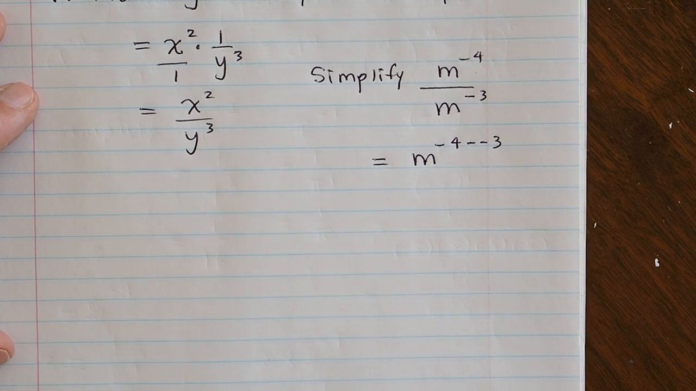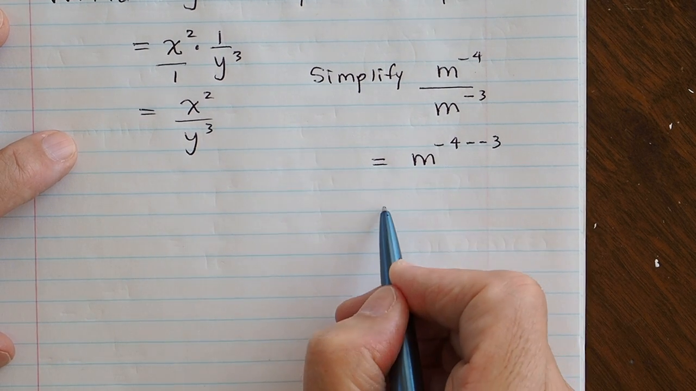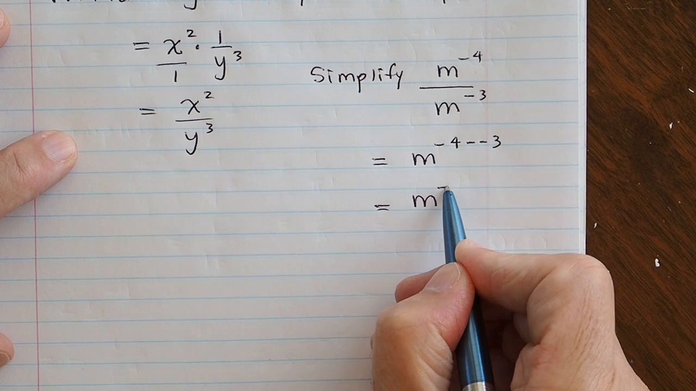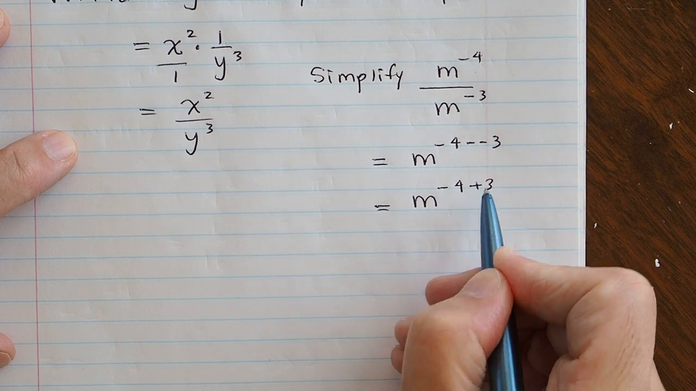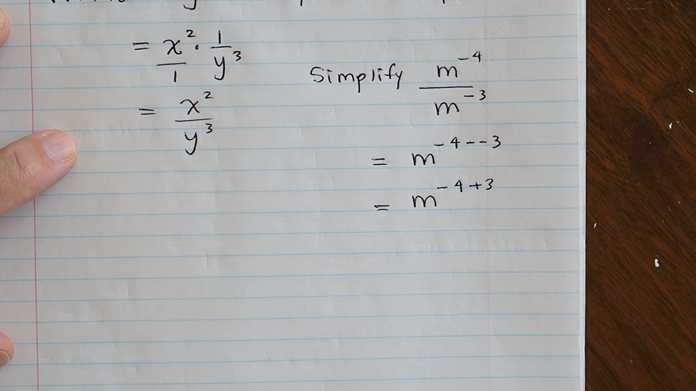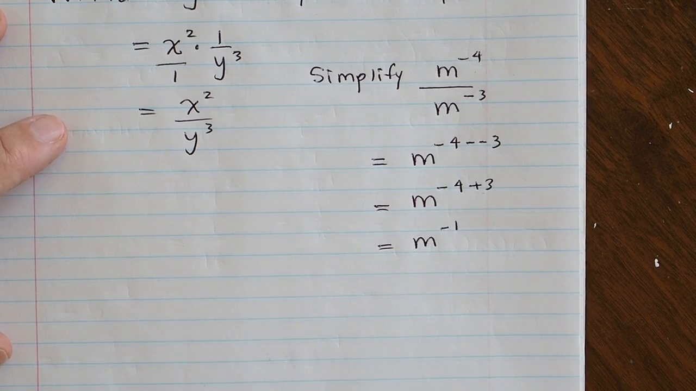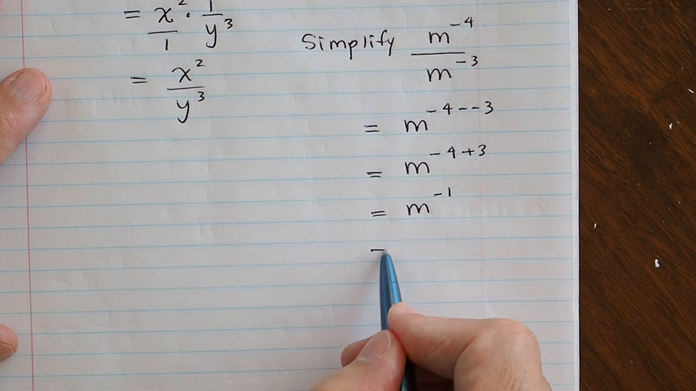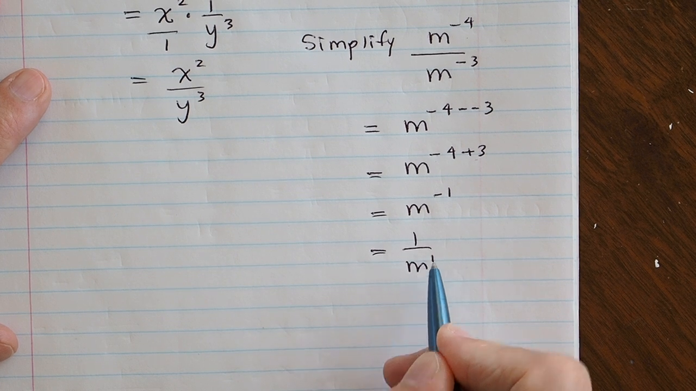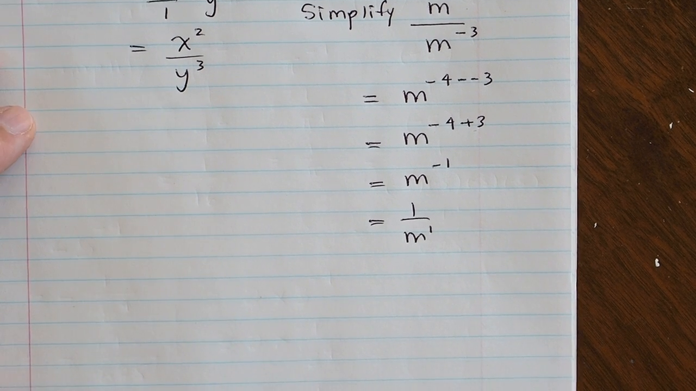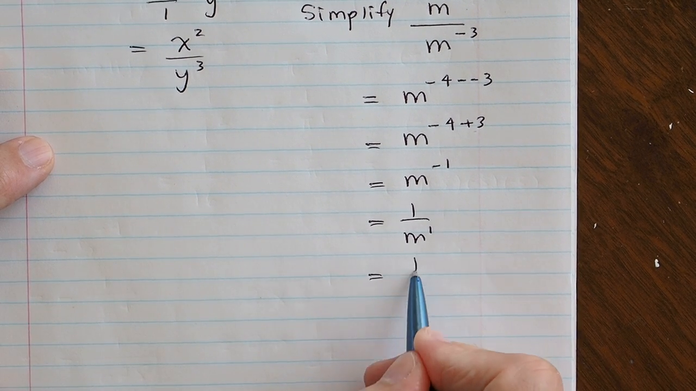That's a double negative, so I should change that to a positive. M to the negative 4 plus 3. Adding those numbers up, I get m to the negative 1. And that's going to be just simply 1 over m to the 1. Nobody uses 1 as an exponent. They would write it as 1 over m.